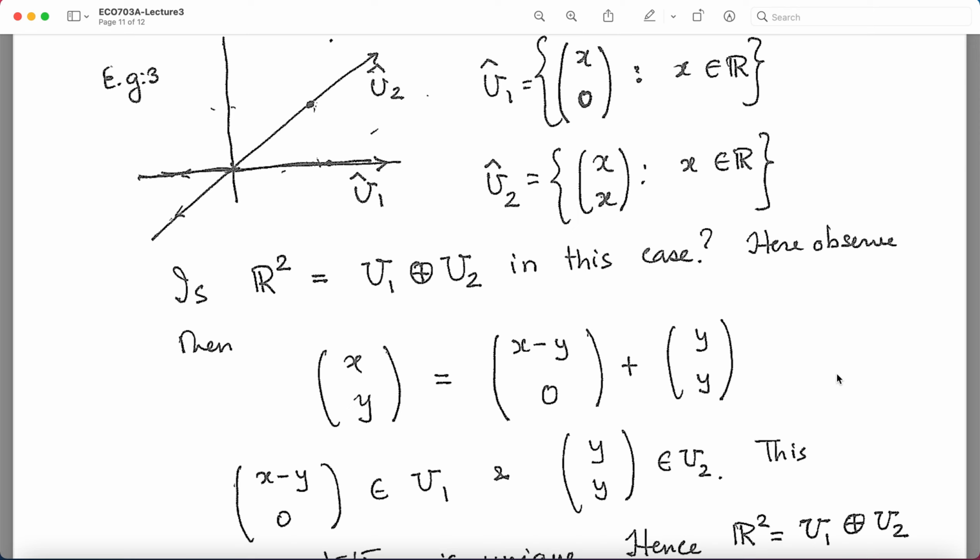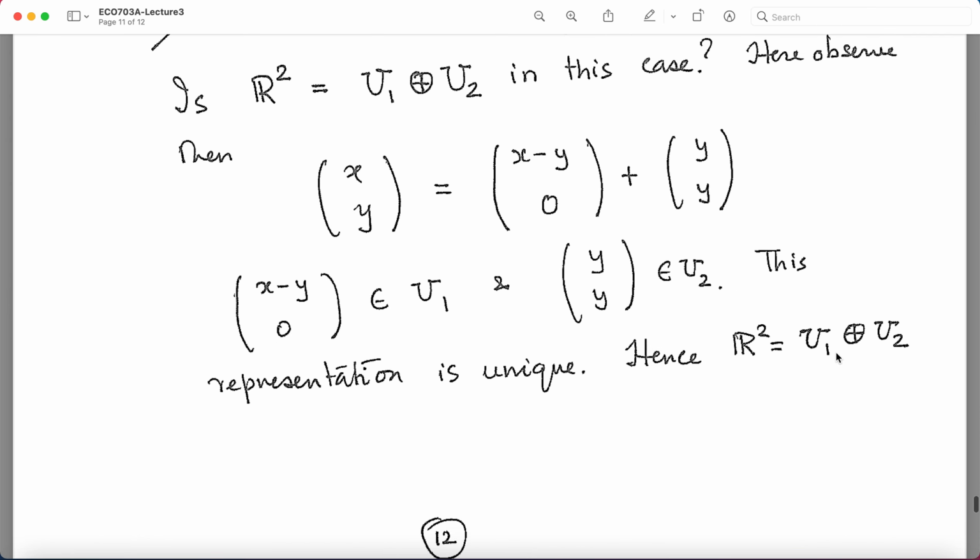You can see it very well because these x and y are given fixed numbers. Given this, there is no other way of representing this as a sum of an element from here and an element from here. So, R2 actually is U1 hat plus U2 hat. This happens when you keep on writing, you sometimes forget the symbols that you have been changing just to make things look different.